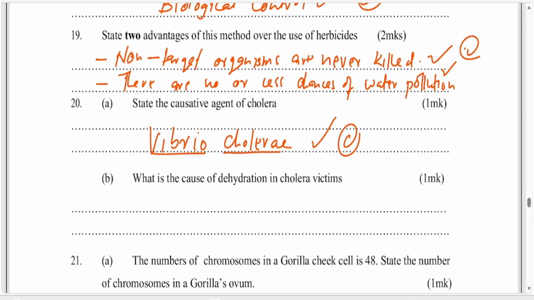What is the cause of dehydration in cholera victims? In this case, dehydration is excessive loss of water from the body, and this results from excessive diarrhea or vomiting. So you can say the cause is excessive diarrhea. Excessive diarrhea is the main cause of dehydration.